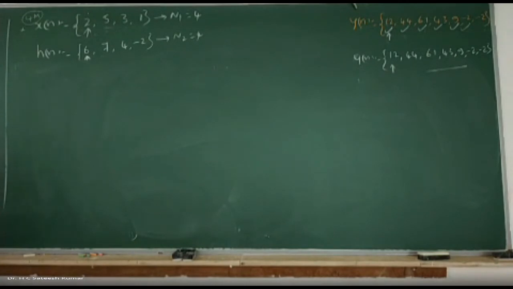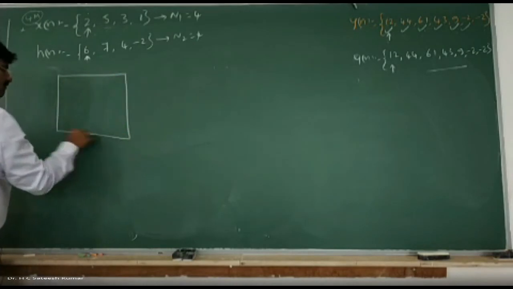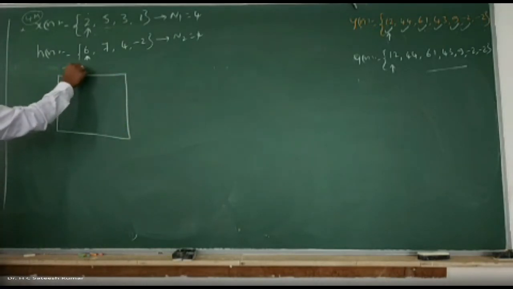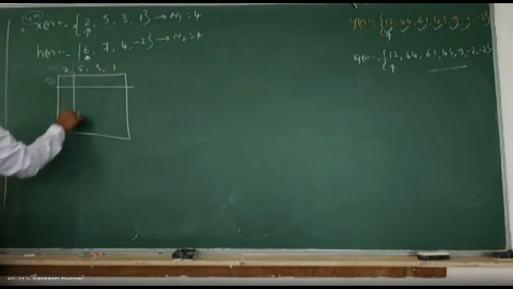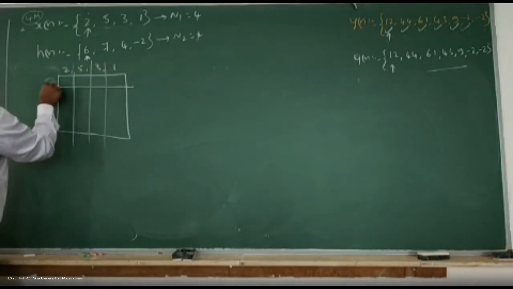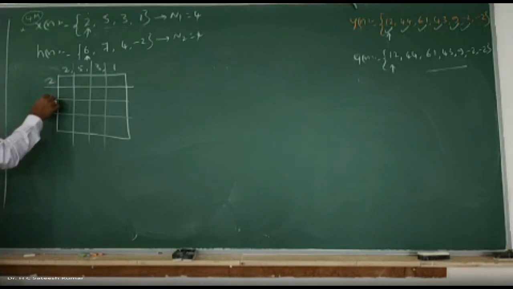So now, one more method is like this, in the form of a table. 2, 5, 3, 1. 2, comma, sorry, it's not 2, it's 6 comma 7 comma 4 comma minus 2. So whatever they are there, we are writing in that format.